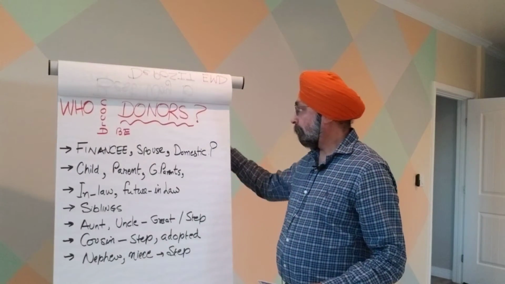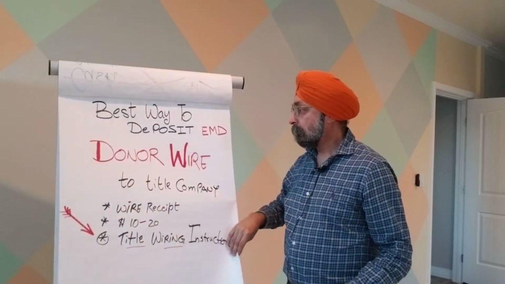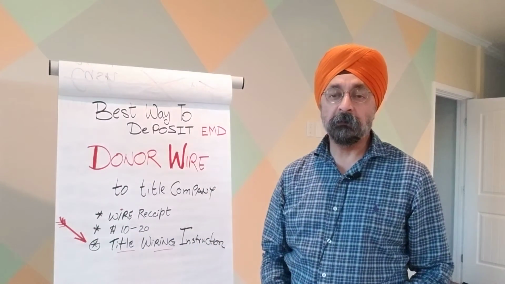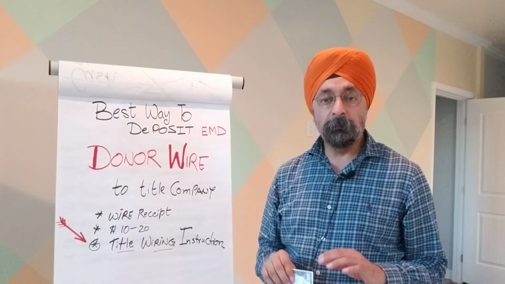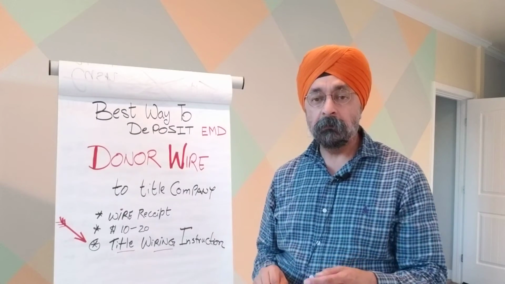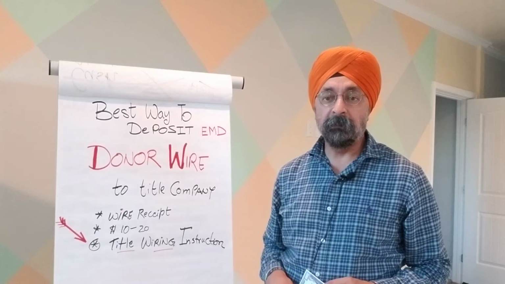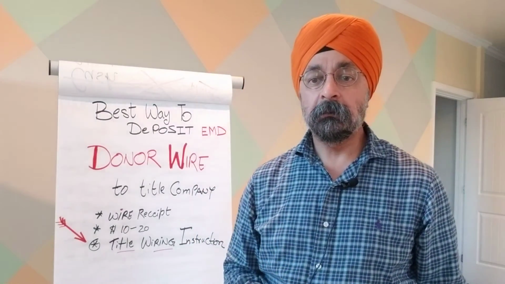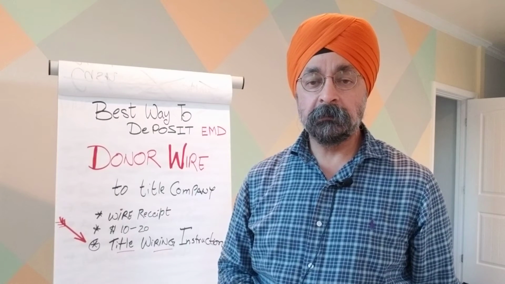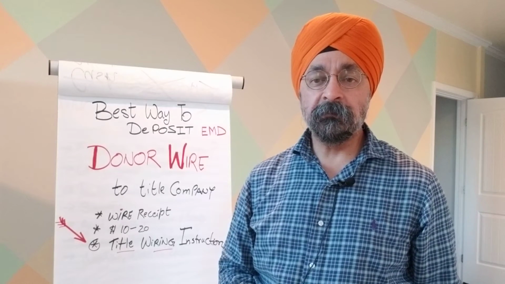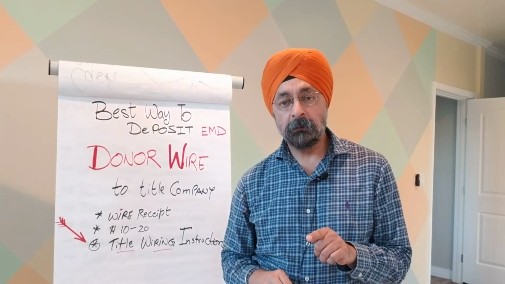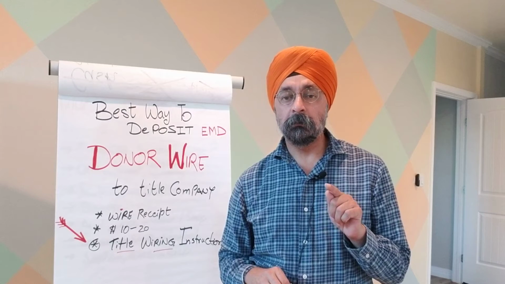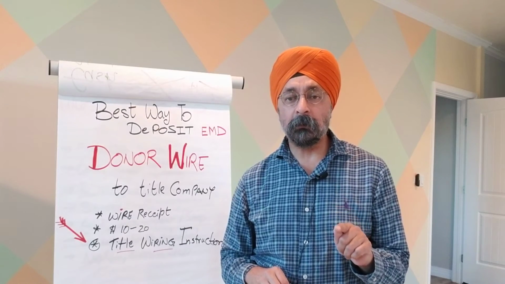Again, what we have to do is have the donor wire to the title company. So that is the best method of depositing the initial deposit as well as any deposit, down payment. But if there's any question or concern, please call us at 916-712-2735.